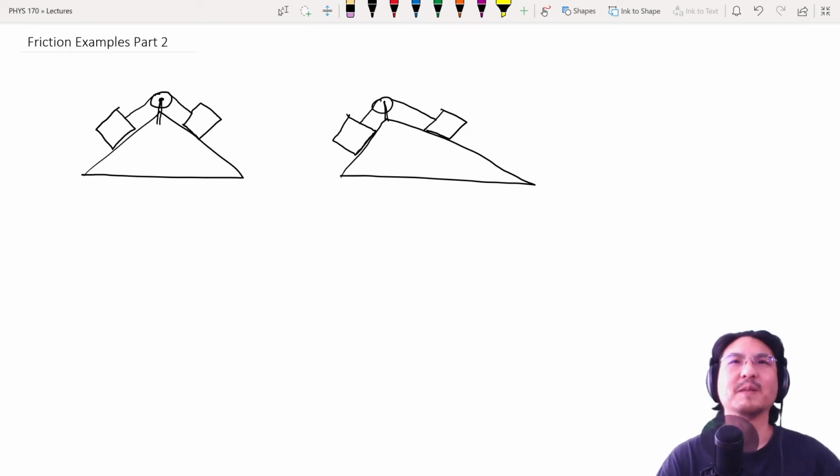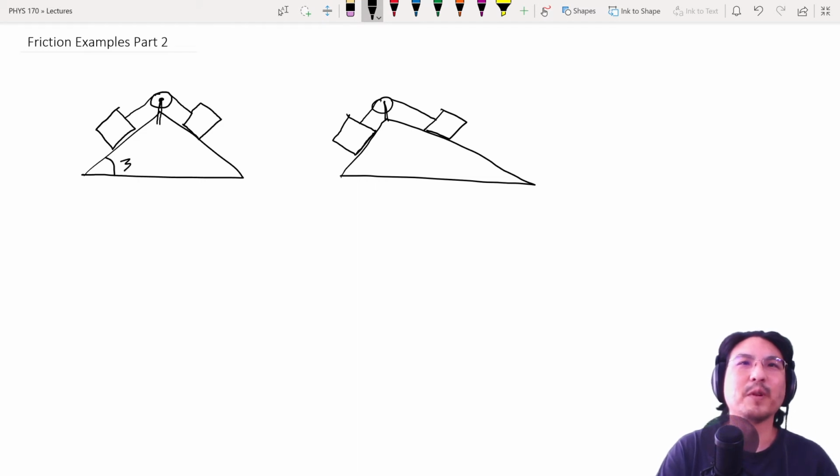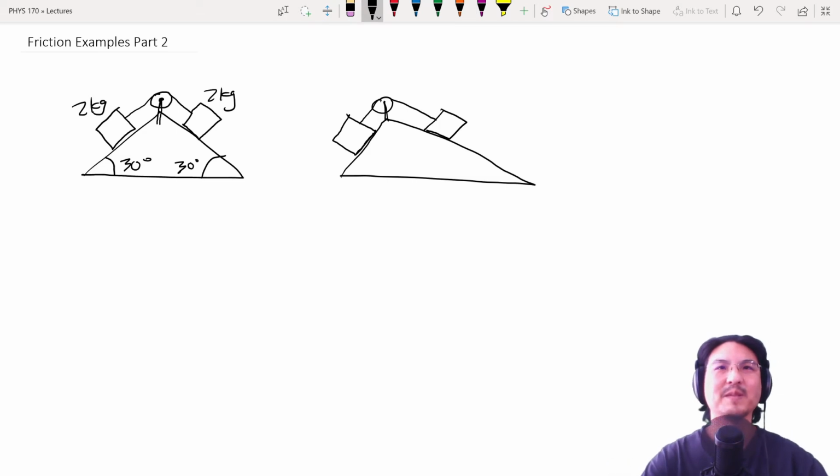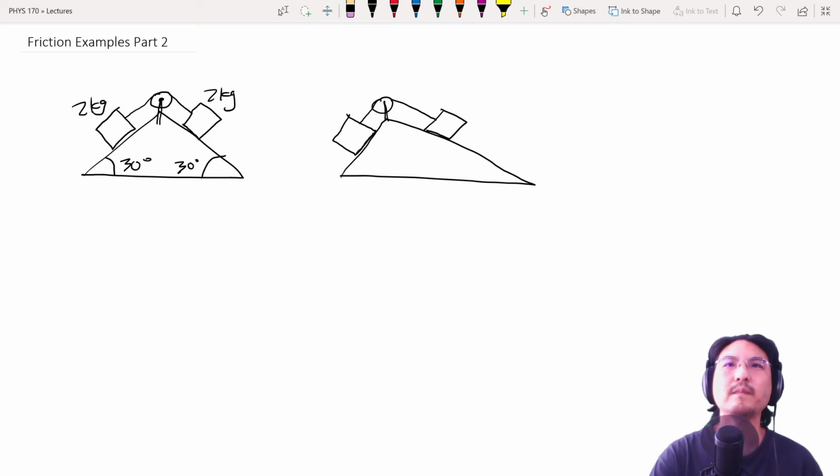Okay, so tell me this. Let's say this is 30 degrees, and this is 30 degrees, and this is 2 kilograms, this is 2 kilograms. And let's say it's smooth, no friction. You let these go from rest, then nothing happens, right? It just sits there. But then what if it looks more like this? Which way are they gonna slide? This way, right?